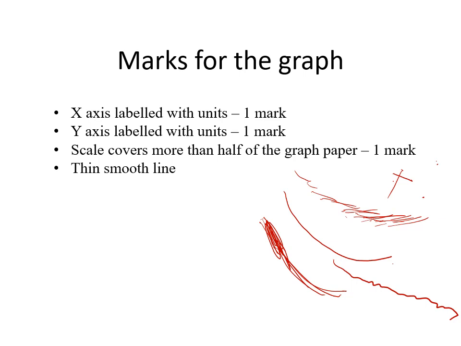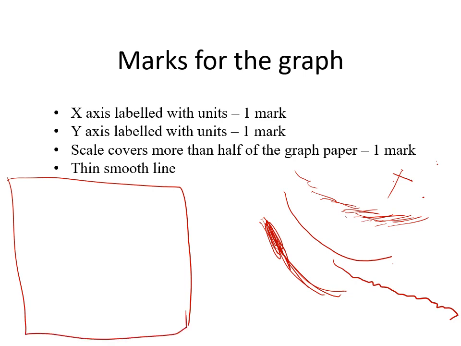Another thing we generally see is when students have a big graph paper, for some reason some students prefer to draw a small graph at the corner of the page. Please don't do that. Try to see that your graph covers more than half of the graph paper. Is that clear? So this is how you get the 4 marks for drawing the graphs.